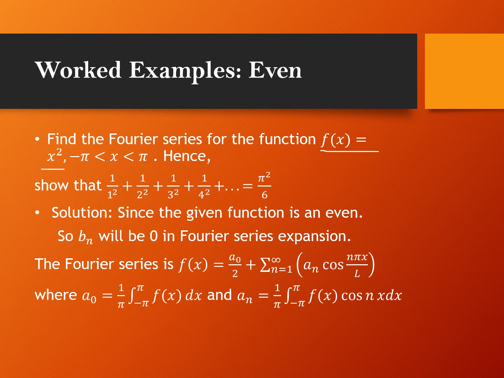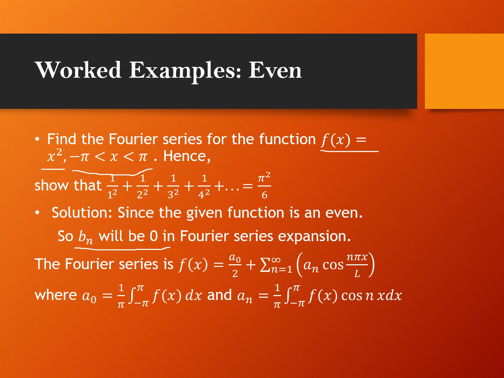This is an even function. If we replace x by minus x, we get just x square. For the interval minus pi to plus pi, we have to calculate the Fourier series. Because this is an even function, bn will be 0. We don't need to calculate the bn. We just write down that the function is an even function for the interval minus pi to pi, so bn is 0. We just need to calculate a naught and an accordingly.